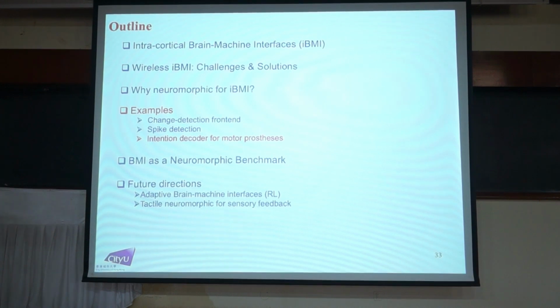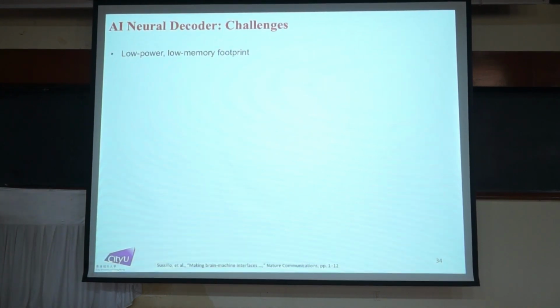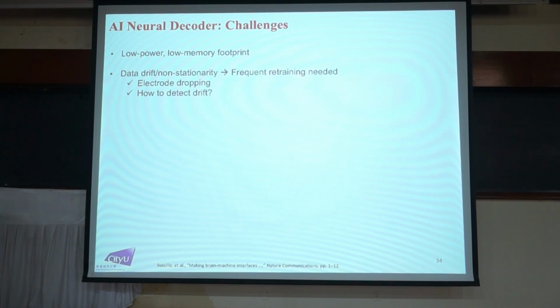Okay, so moving on last to the intention decoder. The intention decoder for motor prosthesis, remember, if you could put it on the chip, you would get the maximum amount of compression. So that's something that we have worked on for a longer period of time. So I'll show you some challenges for the intention decoder now. Firstly, again, we know it has to be a very low power consuming and low memory circuit because it has to fit inside the implant. Second, there is a data drift or a non-stationarity problem, so you need frequent retraining.